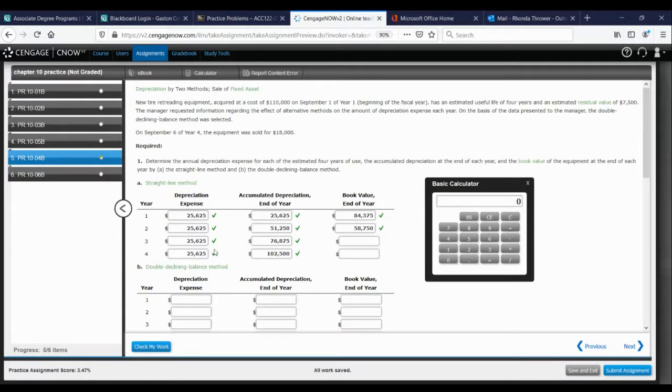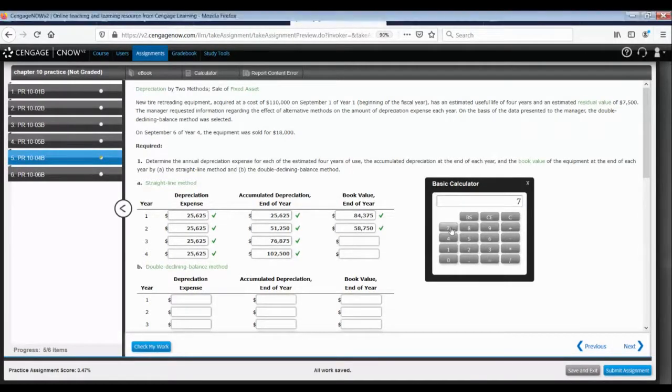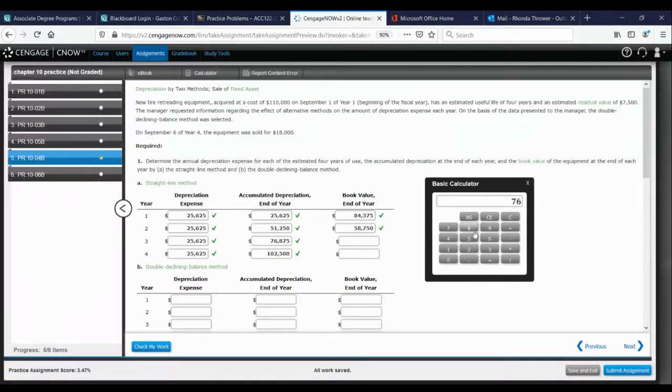To find the book value for year three, we're going to take the cost of the asset, and we're going to subtract the accumulated depreciation in year three, which was $76,875. And that will leave you with the book value in year three of $33,125.